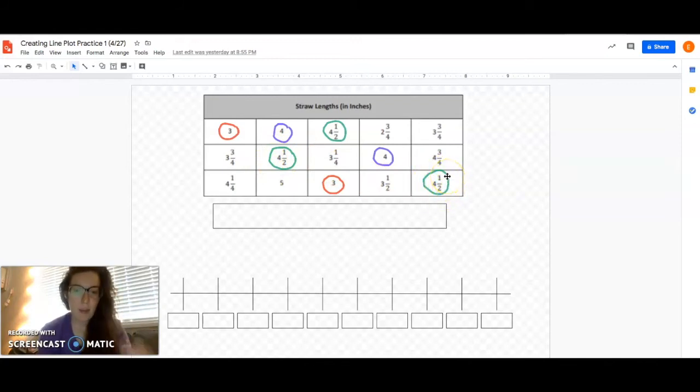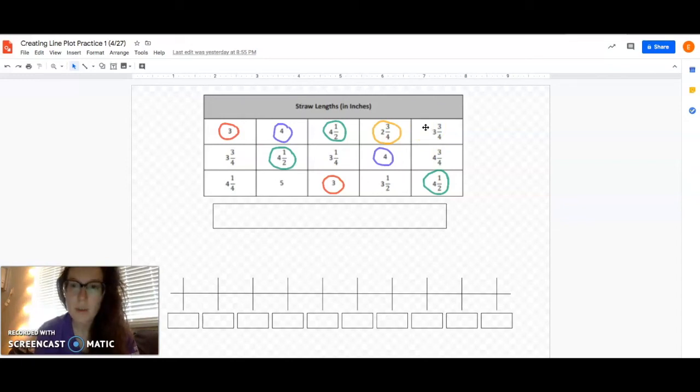Cool. Now I'm going to use an orange circle for 2 3/4. I don't see any other 2 3/4. That must be the only one. Okay, now my program that I'm using for this only allows me to do 4 colors. So now I'm going to switch the shape. So I'll use a red square to find all of the 3 3/4. That will help me to create my line plot for 3 3/4.